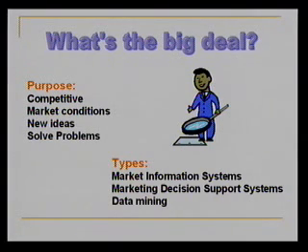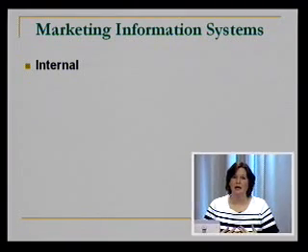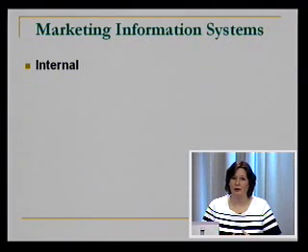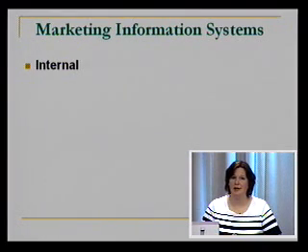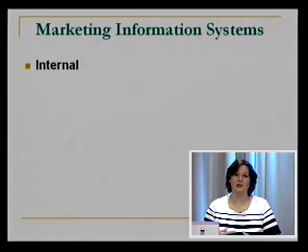So let's go ahead and start looking at marketing information systems. Marketing information systems are internal systems. It's what we use within our own organization, trying to get information that's going to help us address those issues that we just talked about, looking at the competitive information, getting new product ideas, etc.